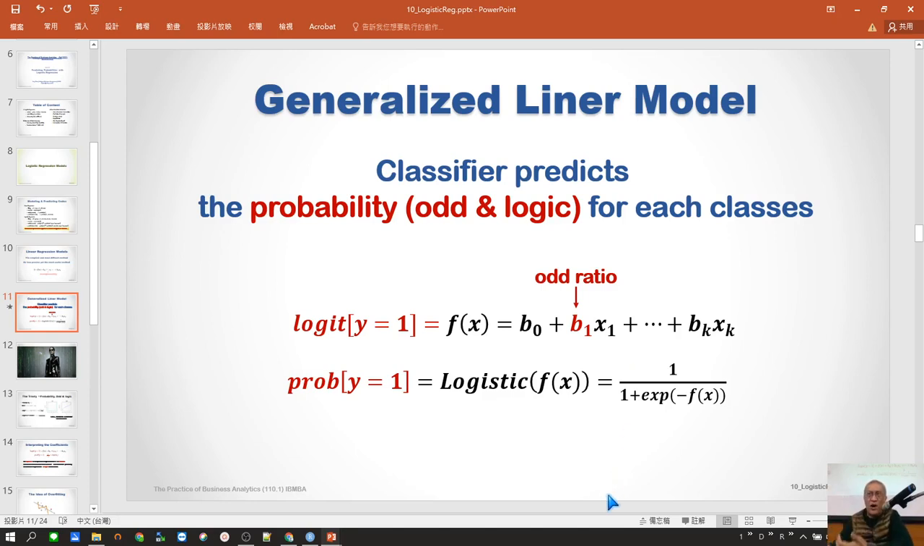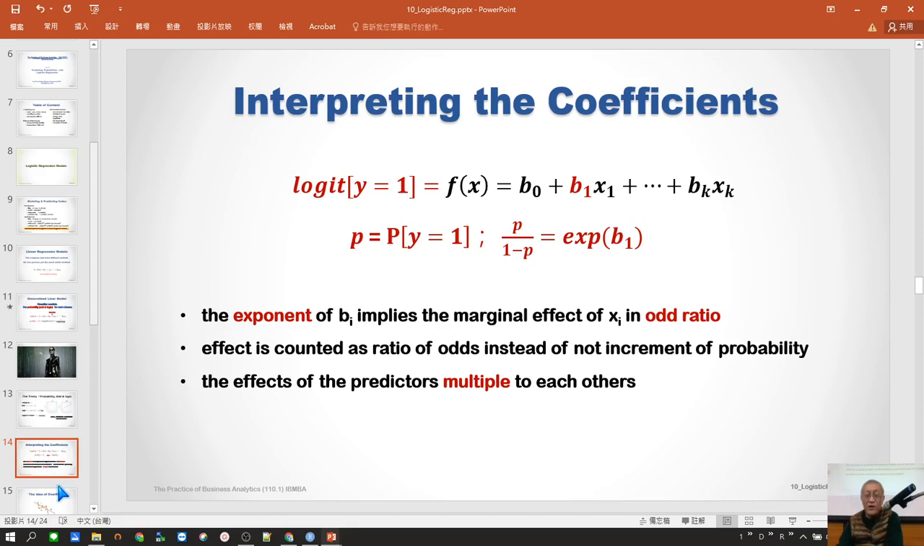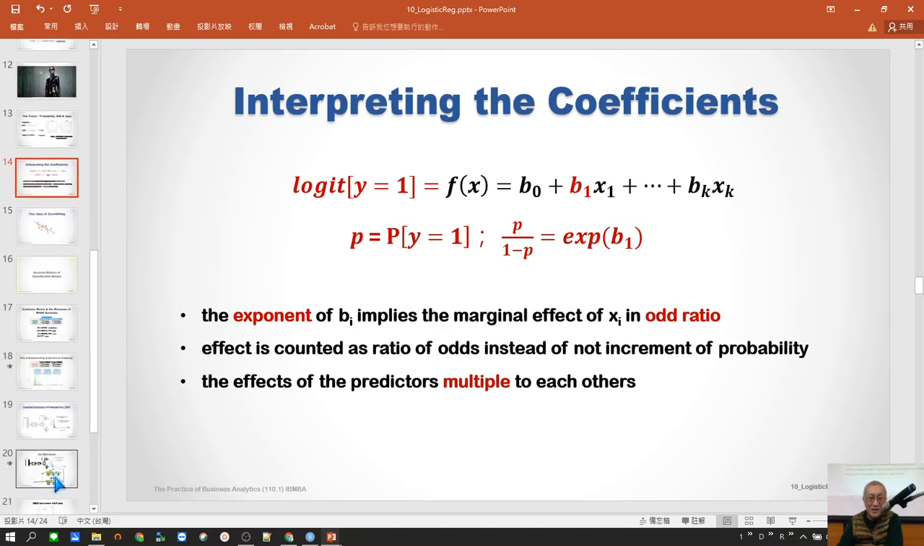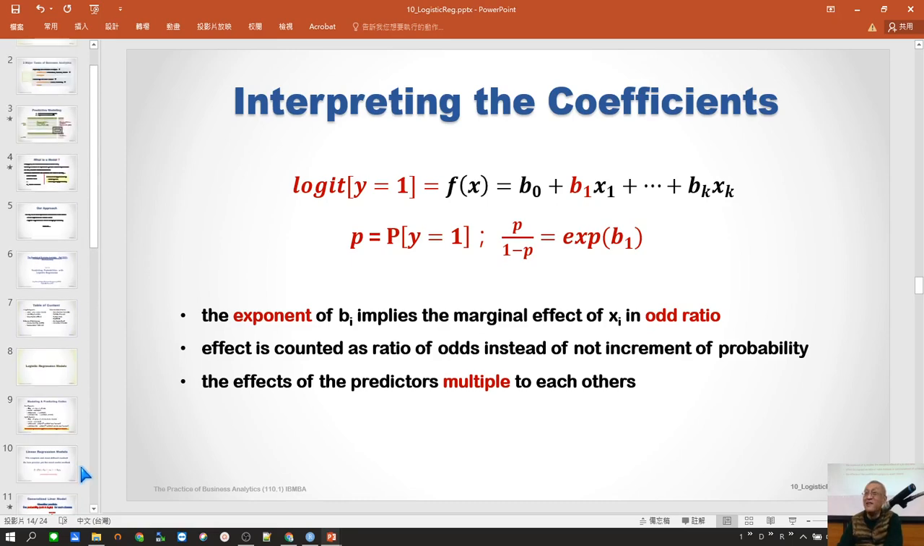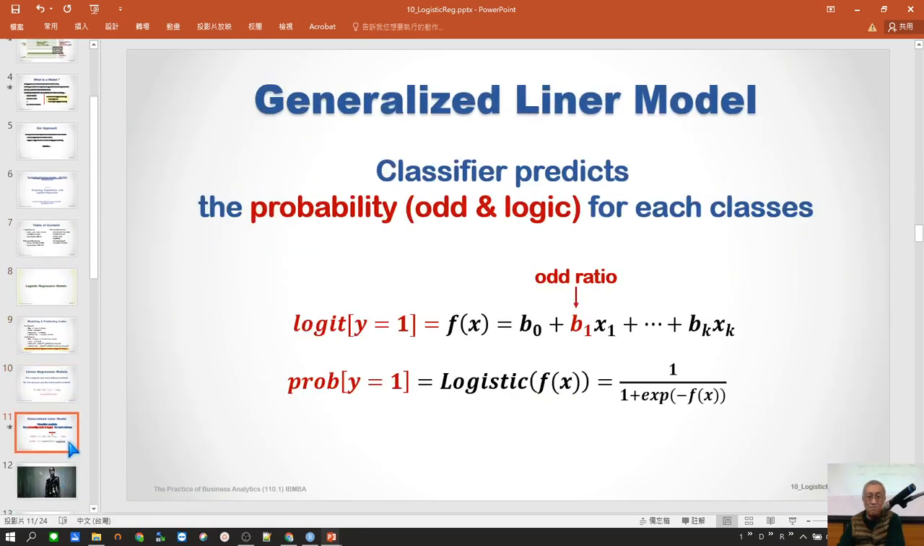That's why, before we get into the detail of logistic regression, we need to define probability in 3 ways. And these 3 ways have a one-to-one monotonic transformation. If you know one of them, you can calculate the other 2. So this is basically the mathematics that we need to know about logistic regression.